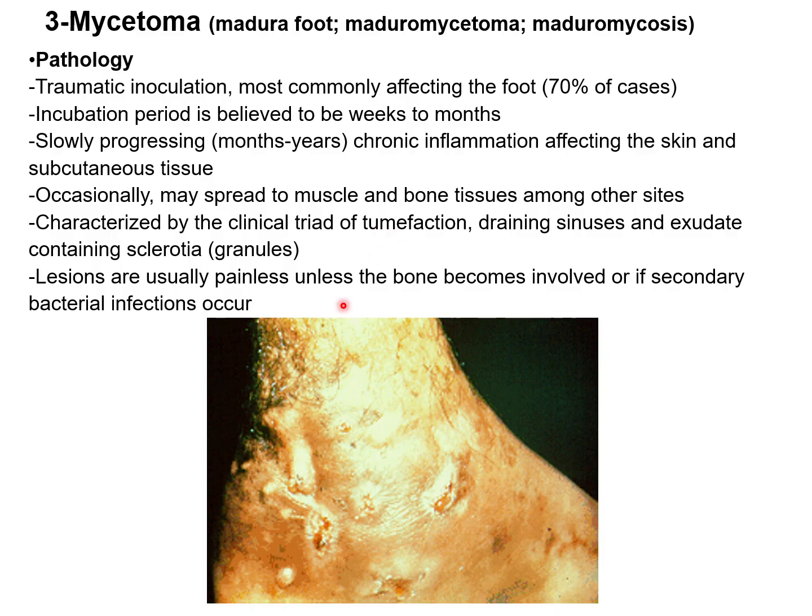First, tumefaction, which means swelling of the limb. We have draining sinuses, and we have this exudate that comes out of these sinuses. And the exudate will contain granules that we call sclerotia. So again, this is usually not painful unless it spreads a little bit deeper to the bone or the muscles, and if you have a secondary bacterial infection, then yes, of course, pain might happen and that might exacerbate the case.